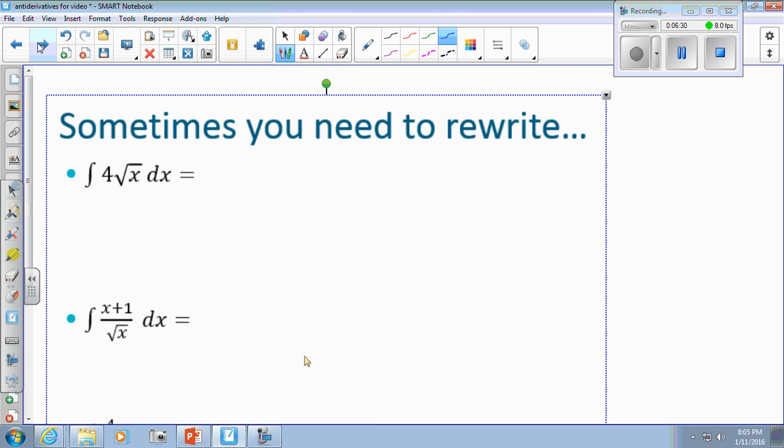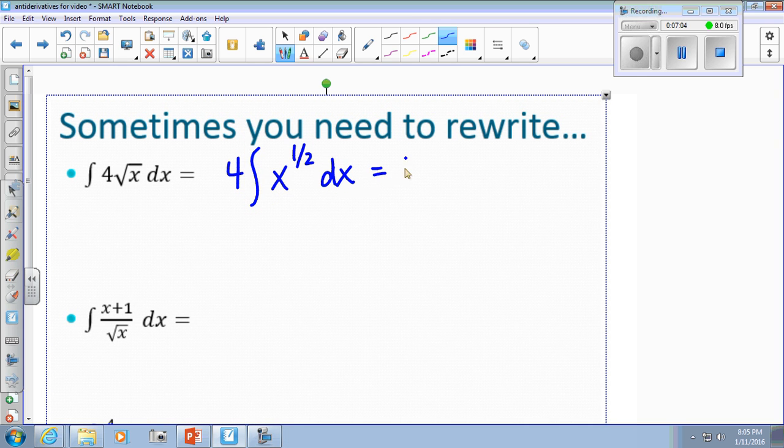Okay, now sometimes you need to do a little rewriting before you can use the rules that we've been talking about, especially that power rule. So let's think about this first problem, the integral of 4 square root of x dx. Well, the 4 is a constant, so I can move that to the front of my integral. The square root of x can be written as x with an exponent, because right now that's really the basic rule that we're following. So what is the exponent for a square root? Well, it's x to the 1/2 dx.